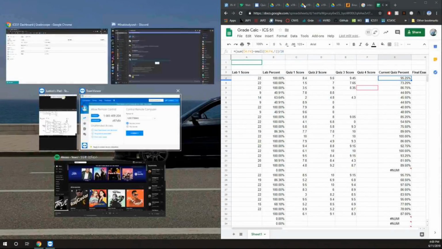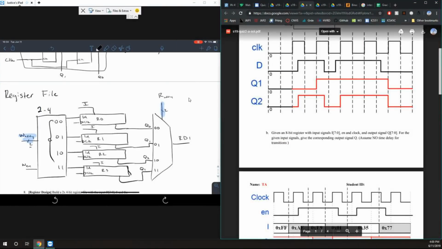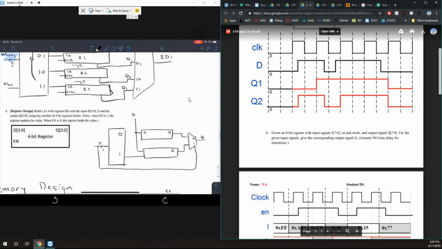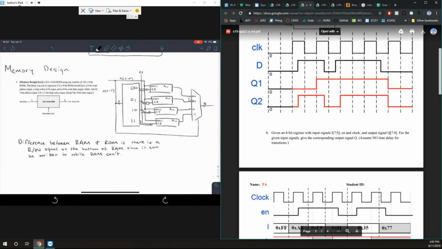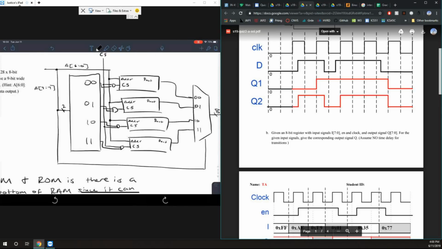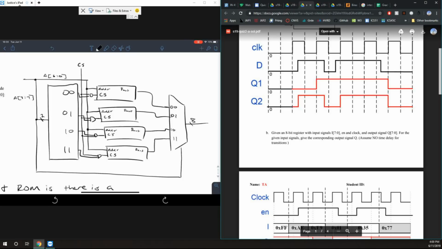Okay, after register files, memory design, RAM, ROM. You guys want to go over that a little bit? I think someone wanted to go over that. We can go over that. It's the same thing as a register. Honestly, the register file is super similar, right? You have a decoder right here, and that's used to select which one of the RAM, ROM things.